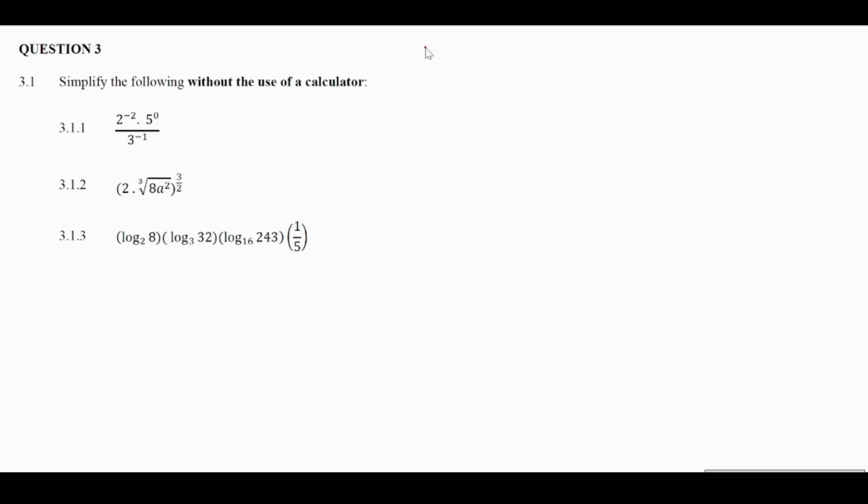We are given 3.1.1: 2 to the exponent of minus 2, multiplied by 5 to the exponent of 0. All of this is divided by 3 to the exponent of minus 1. They say we must simplify without the use of a calculator. Okay, so what do we have? In the first part, we have 2 to the exponent of minus 2 multiplied by anything to the exponent of 0, so just put a 1 there. All of this is divided by 3 to the exponent of minus 1.